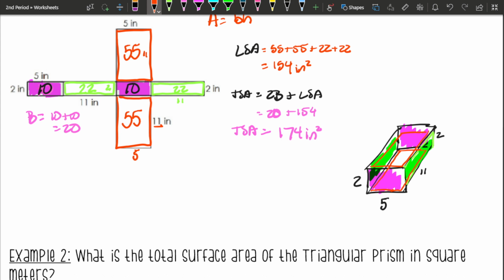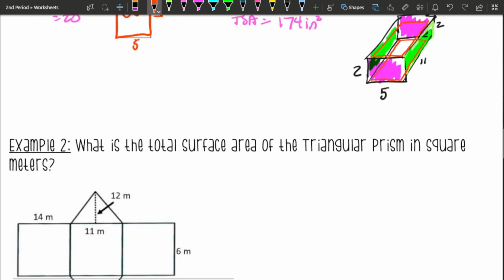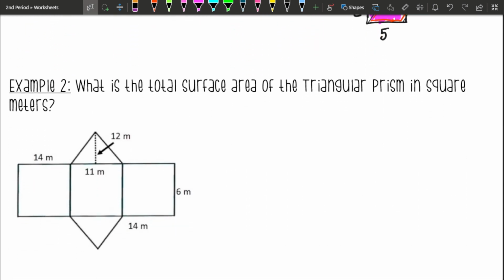Okay? Any questions on this one? No. All right. So let's look at the next one. The next one is a what? What is this? It says right there, triangular prism. So for this one, we're going to need two formulas. For rectangle, base times height, and for triangle, base times height divided by 2. Those are the two formulas that we're going to need.